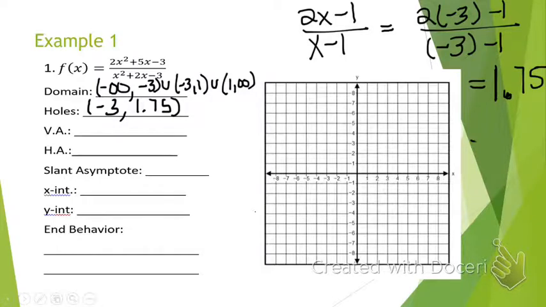Now, you can do two things. You can go ahead and plot that hole, or you can wait till the very end and check off things as it goes. I'm going to go ahead and plot that hole. So I'm going to zoom in at negative 3 and 1.75. I'm going to put an open circle at that location. Now, that might be hard for you guys to see, so let me see if I can do a better job at getting that. That's still terrible. That's okay.